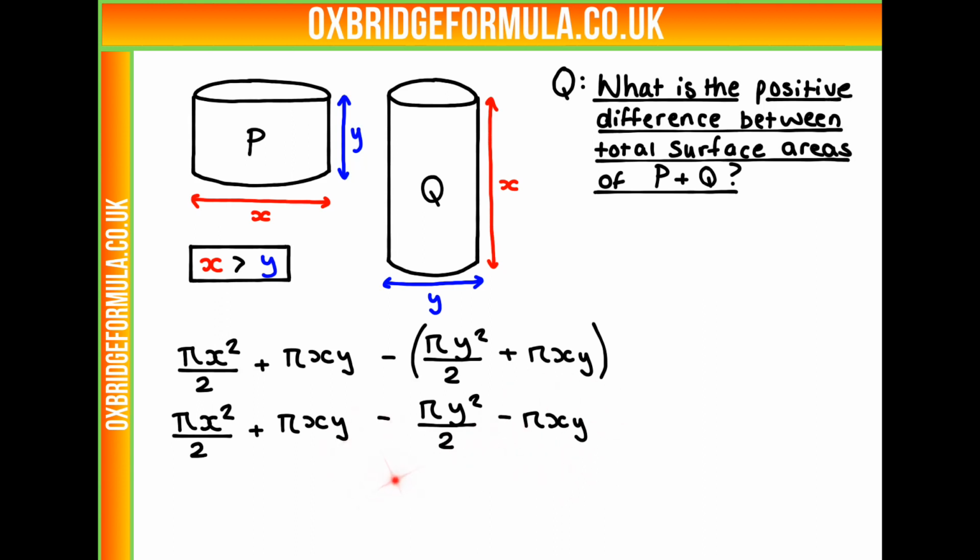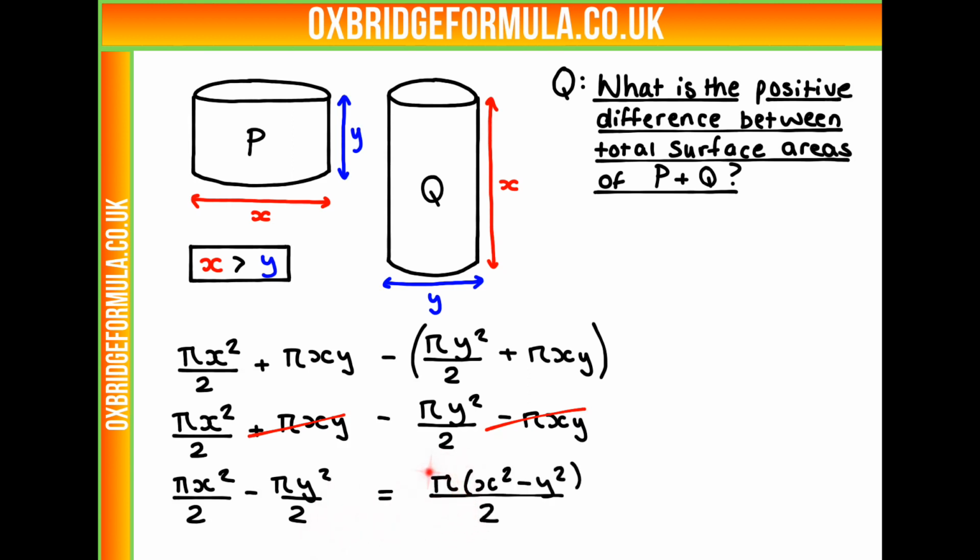Now we have pi xy in common there, so they just cancel out. We've got plus 1 and a minus 1 there. So this is our simplified subtraction. We can simplify this even more by putting it over the same denominator and taking out pi as a common factor. So we get pi times (x squared minus y squared) all over 2. So our final answer is pi over 2 times (x squared minus y squared). That's our final answer, which corresponds to answer C.